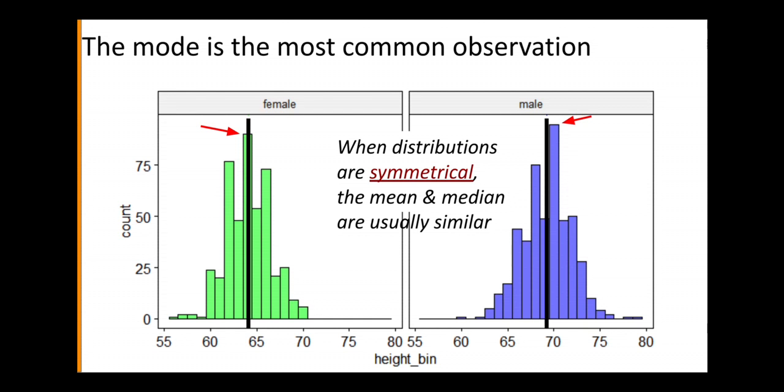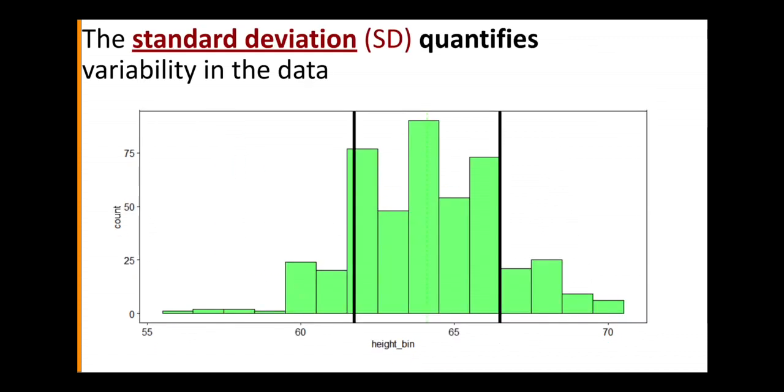This is just the tallest bar. And as we've seen already, the mean, median, and mode are also always slightly different. And again, if the data is perfectly symmetrical, then the mean, median, and mode will all be about the same. But if the data is skewed in one direction or another, then those values will be different.